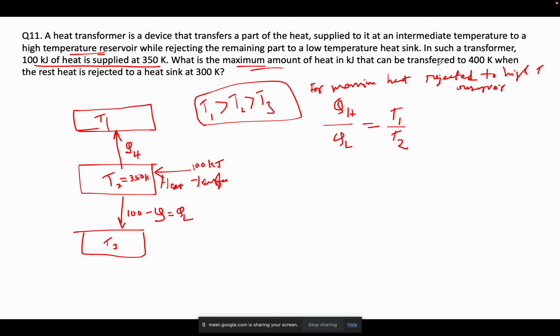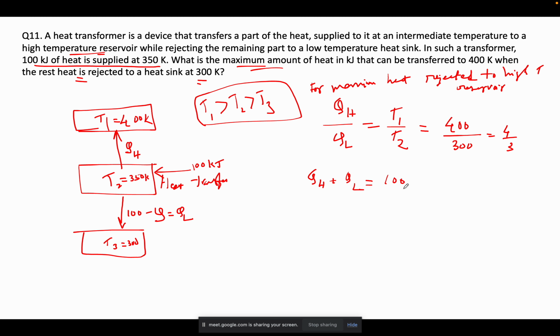Now what is the maximum amount of kilojoule that can be transferred to 400 Kelvin reservoir, so that the rest of the heat is rejected to 300 Kelvin reservoir? Okay, so what we got then, QH by Q low is basically your 400 divided by 300. This is your 4 by 3. Now this 100 kilojoule part is only getting transferred to QH and Q low, yes or no? So what we can write, that QH plus Q low is equal to your 100.